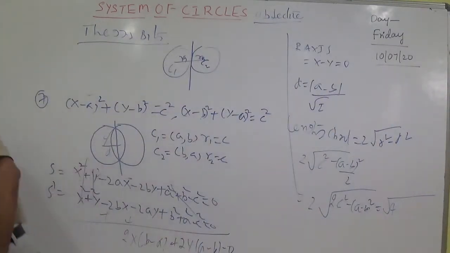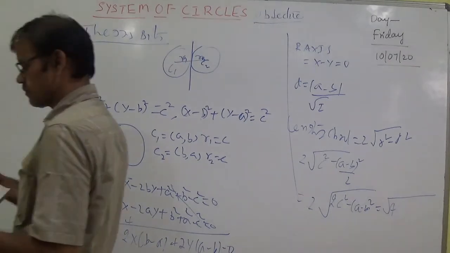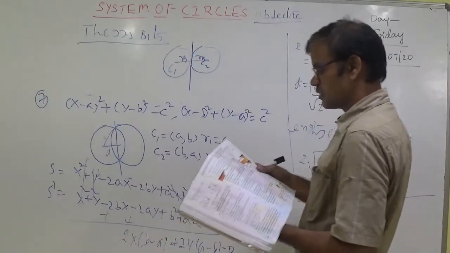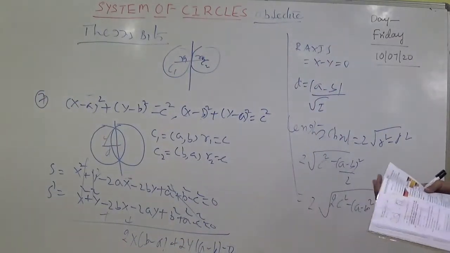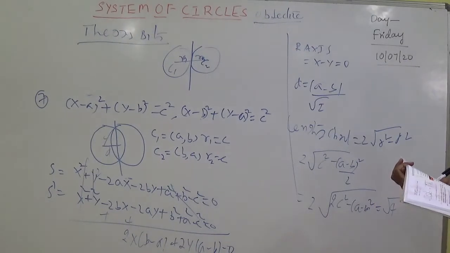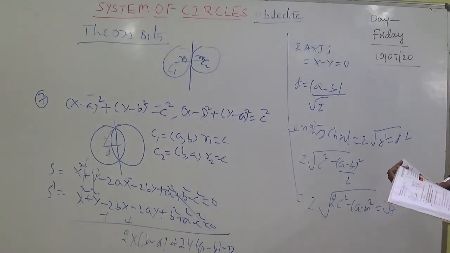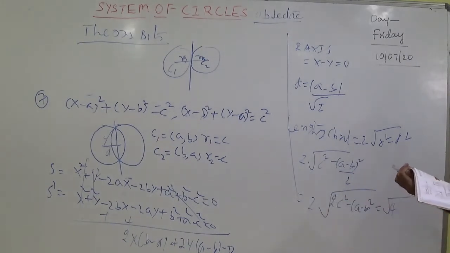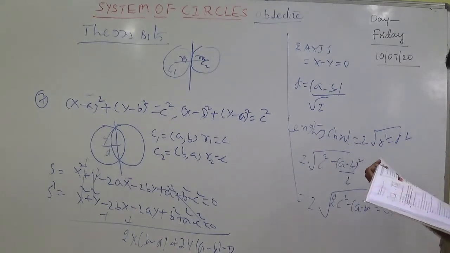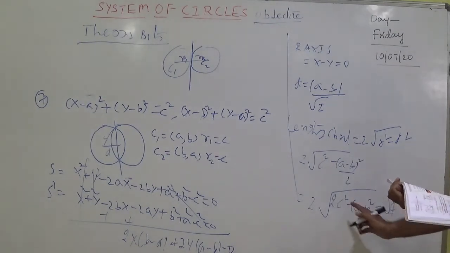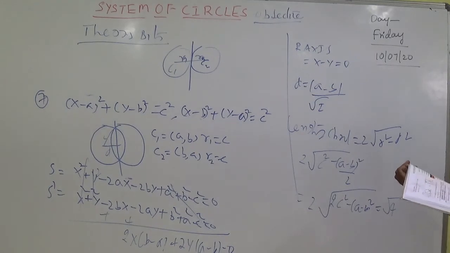Let us verify the option once. Now according to the option here, the fourth option is given: 2 into root of 2c square minus, if 2 is taken inside, 2 root r square minus d square formula, it becomes 4, 4 to the 8 should be there, minus 2 into a minus b whole square, it's okay.